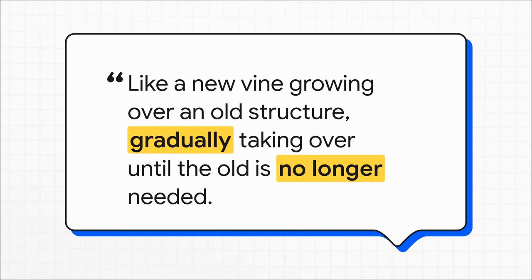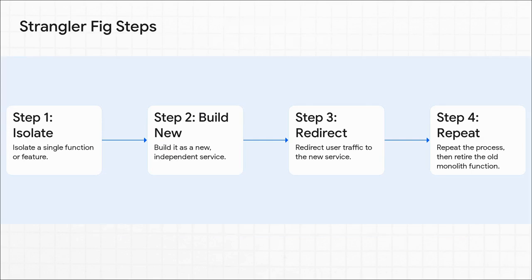Just picture a new vine wrapping itself around an old tree. Bit by bit, that vine gets stronger and stronger, until eventually the old tree inside just isn't even needed anymore. That is exactly what we're going to do with our code. So how does it work? It breaks down into these 4 really clear steps.